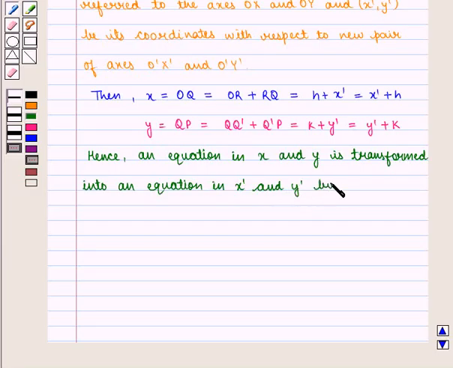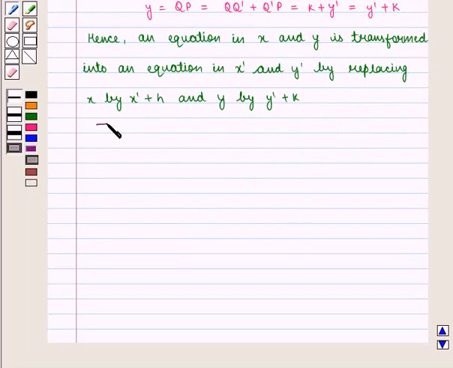by replacing X by X dash plus H and Y by Y dash plus K. This transformation is called translation of axis.